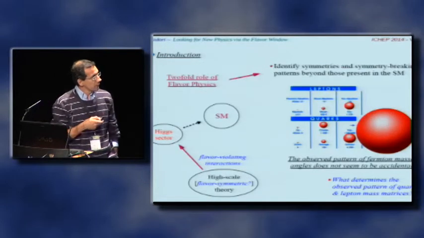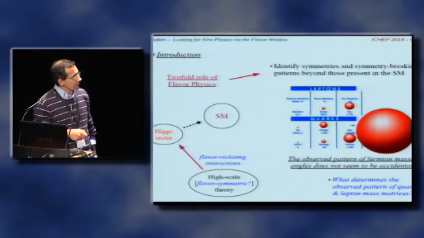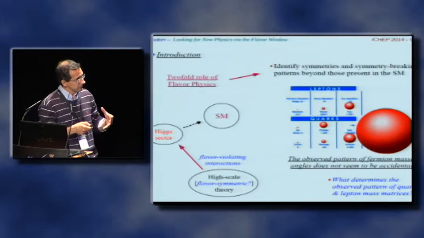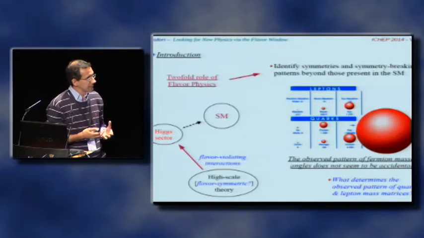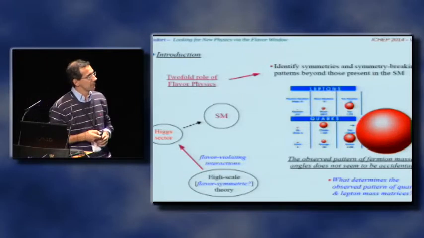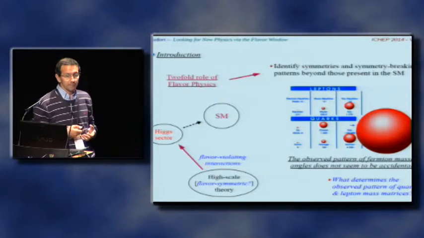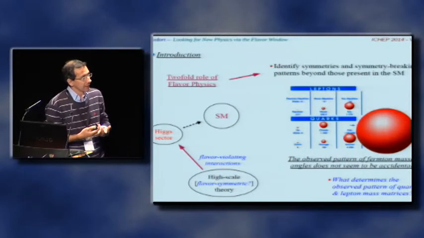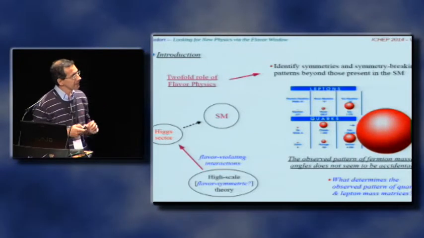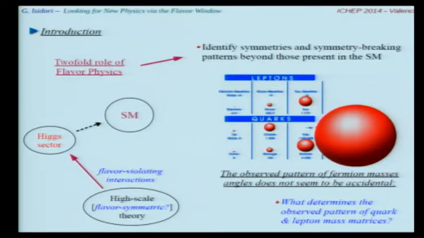Let me spend one more slide on this motivational issue. The idea we have in mind is that there is some high-scale, possibly flavor symmetric theory where some flavor dynamics determines this strange pattern of quark and lepton masses that we observe. Clearly, this pattern of masses, to me at least, doesn't seem to be accidental. It could be accidental, but it's more natural to explain it in terms of some symmetry. So there should be some dynamics that determines that.